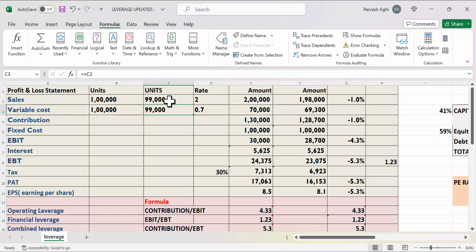Financial leverage is again the same, because it is basically coming from the interest. The company has taken a loan, they are paying interest. So interest is not changing, fixed cost is not changing. So both have their leverage impact on the profitability of the company.